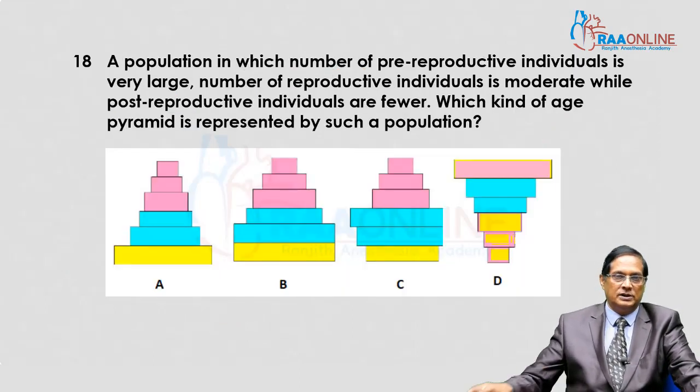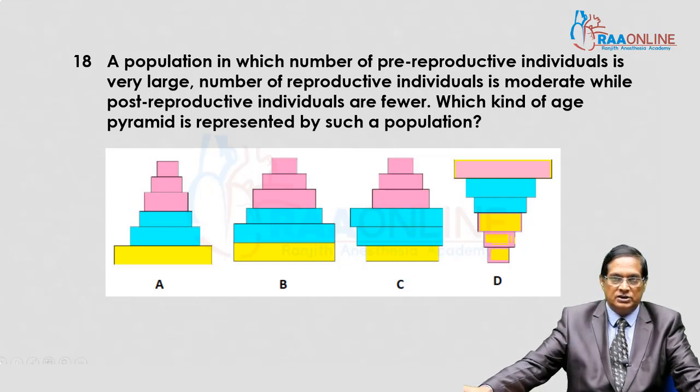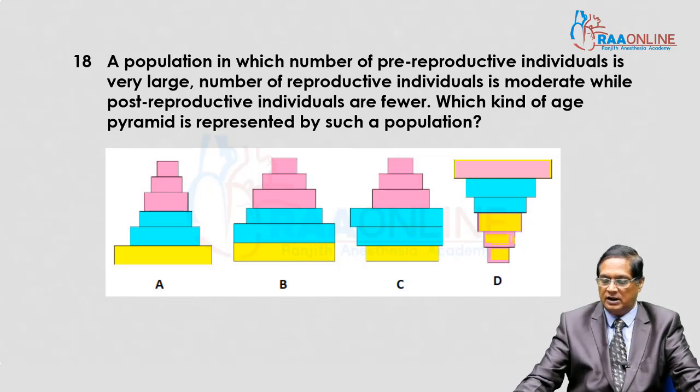And this is the population. The base is occupied by the pre-reproductive. Then the second portion, this color indicates the reproductive population, and third is post-reproductive. These are actually pyramids. The population of pre-reproductive individuals is very large.